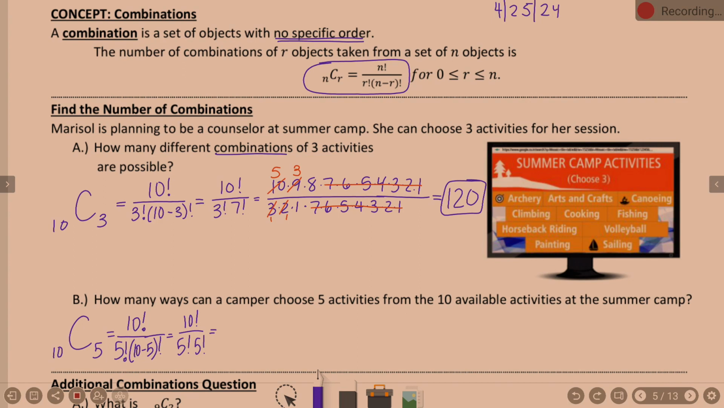Yes. Okay. On top, 10 factorial means 10, 9, 8, 7, 6, 5, 4, 3, 2, 1, 10 all the way down to 1. 5 factorial means 5, 4, 3, 2, 1. Another 5 factorial means 5, 4, 3, 2, 1.